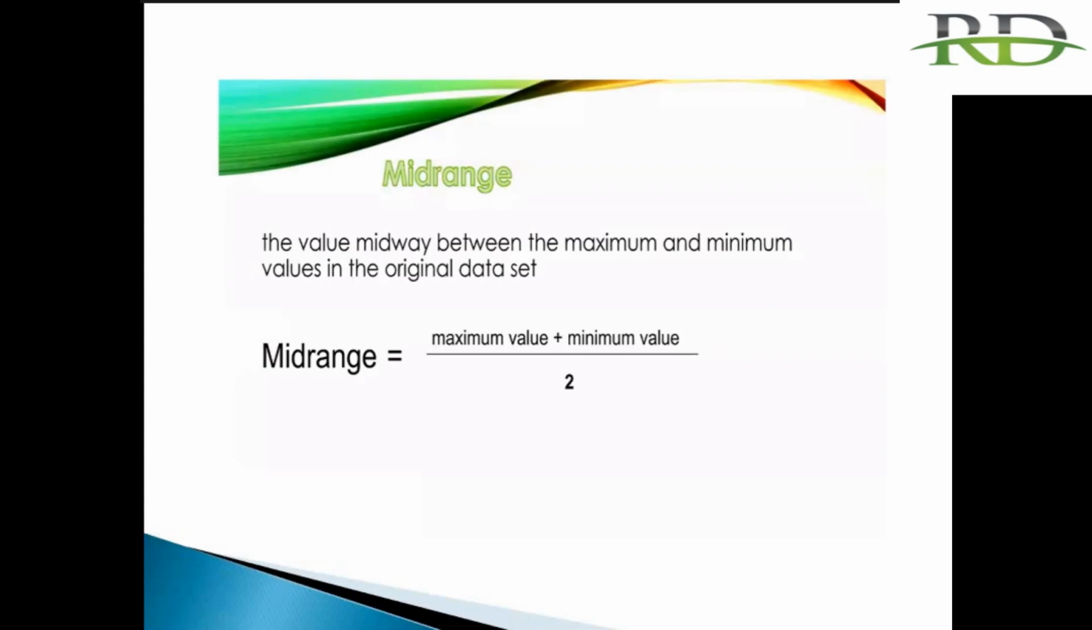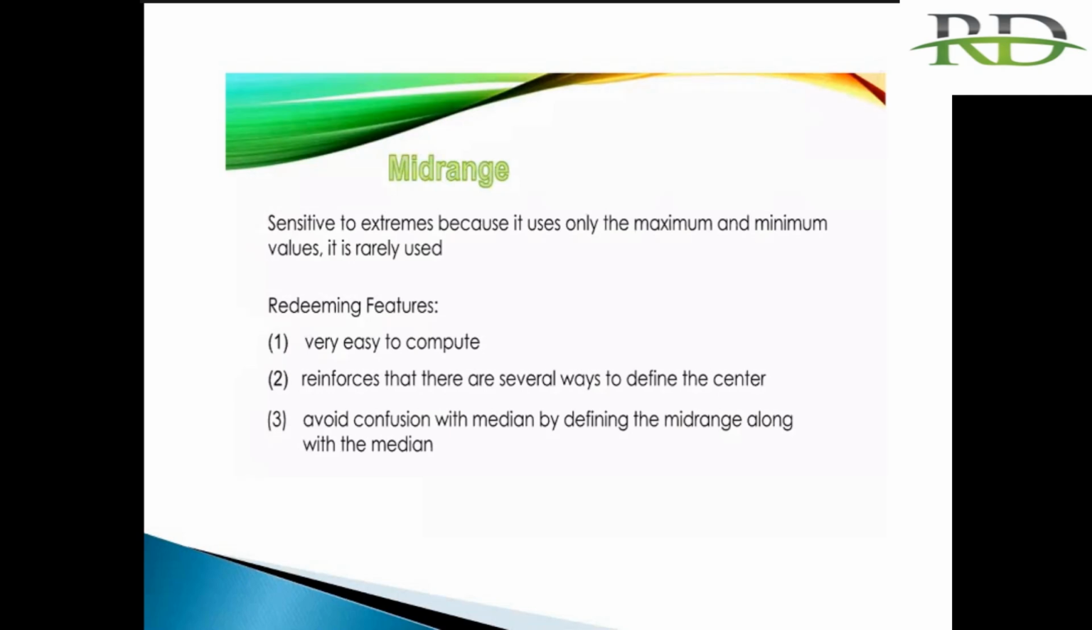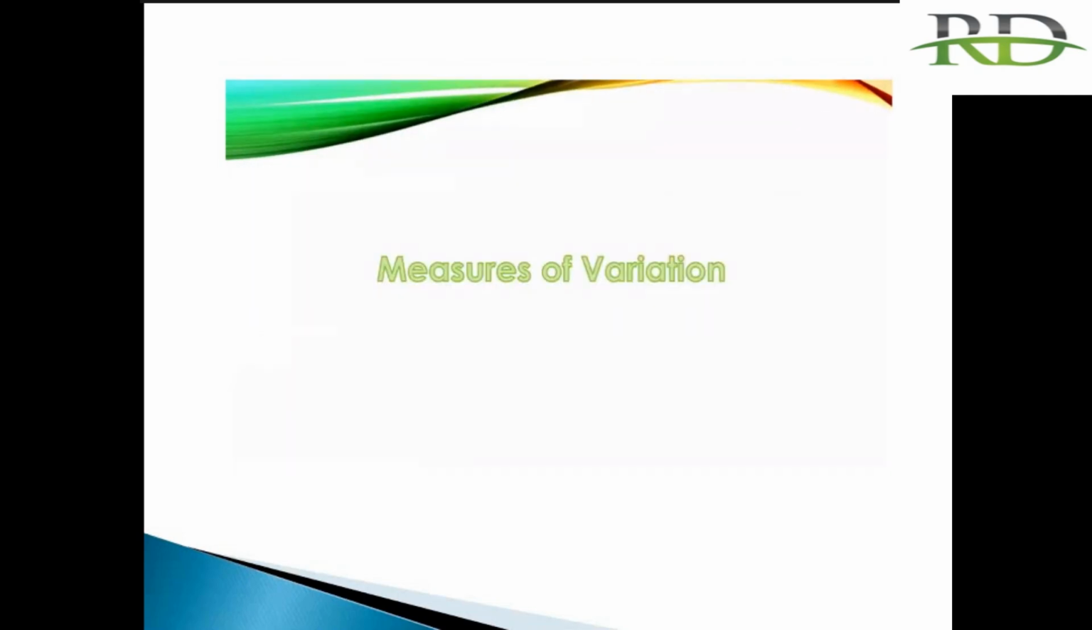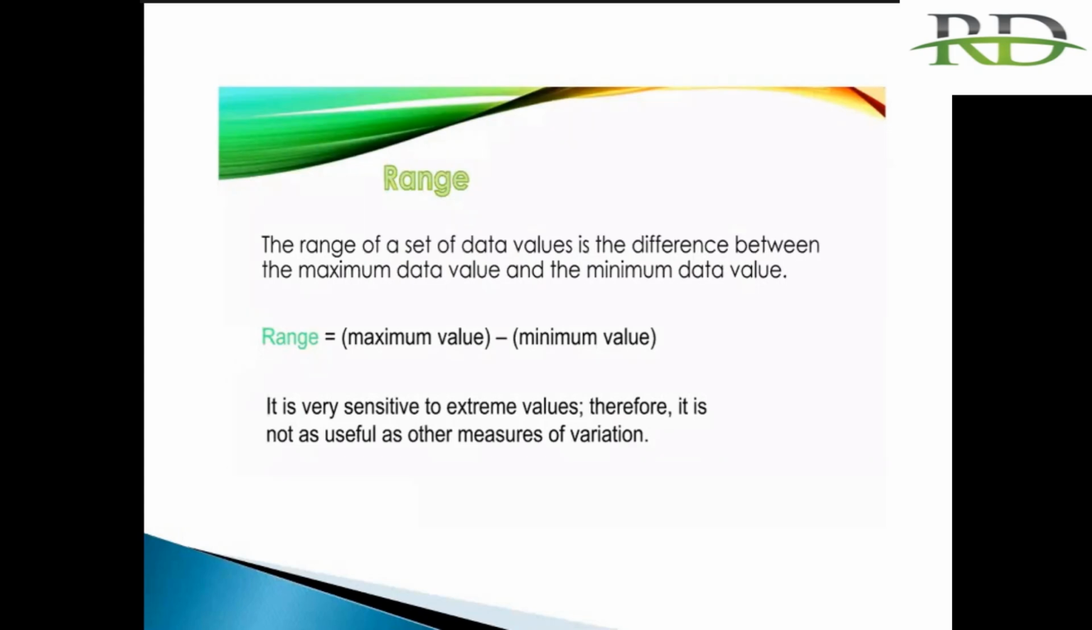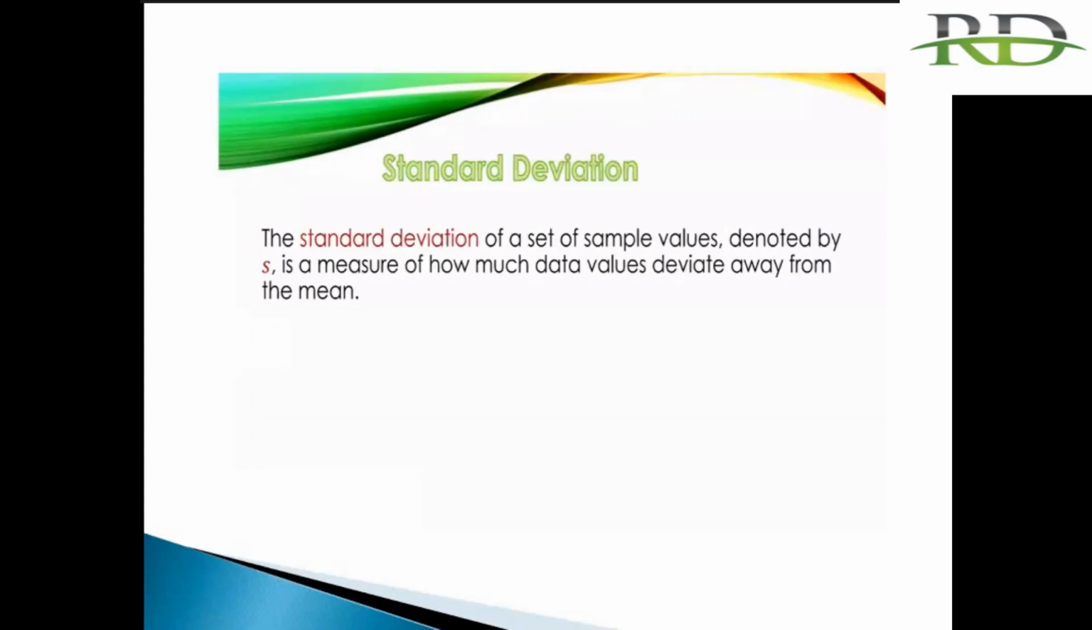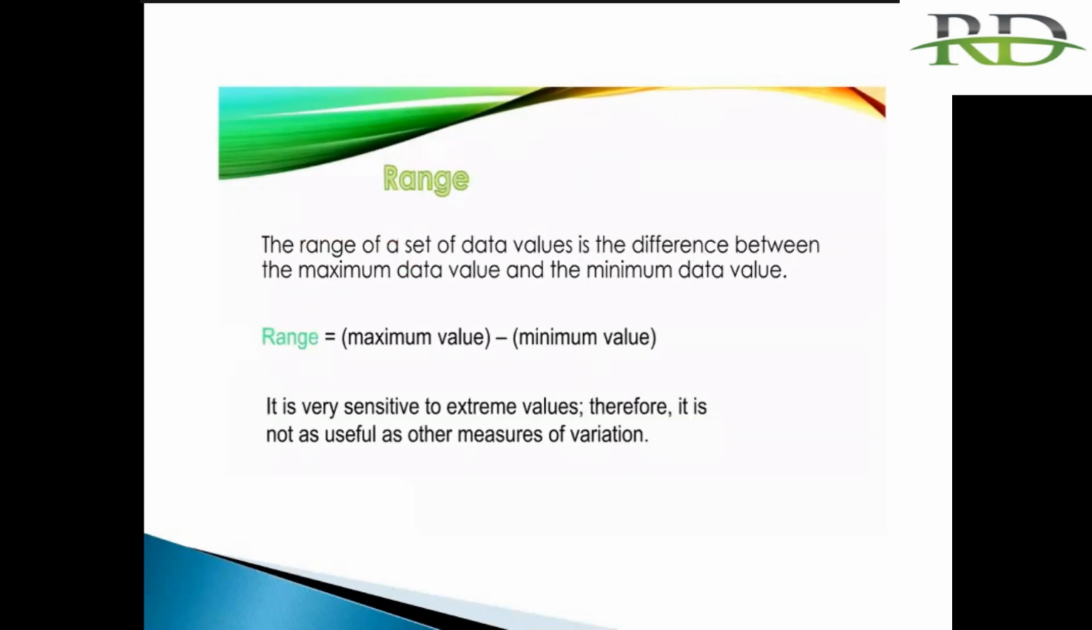Now mid-range, we know it is maximum plus minimum divided by 2. So we can calculate it very easily. Now come to measures of dispersion, that is variation. So we know that the first one is range, that is maximum minus minimum. But it is not very informative because here we are using only 2 observations, the maximum one and the minimum one. A measure is considered good if it uses all the observations.